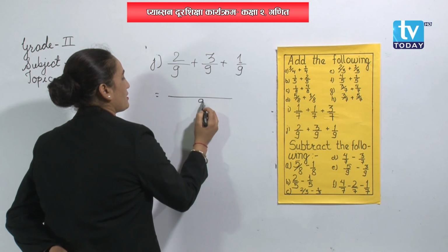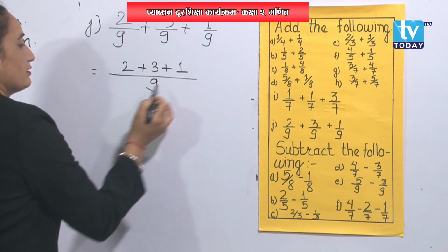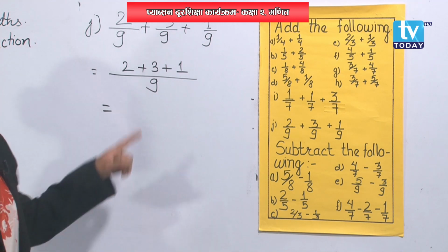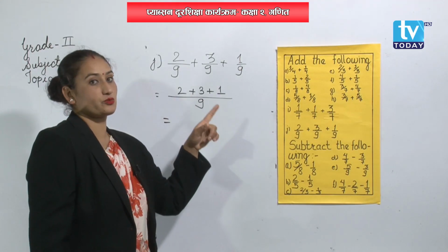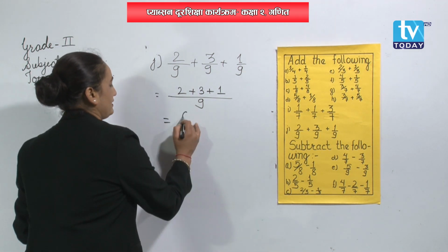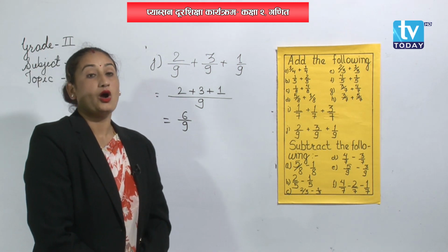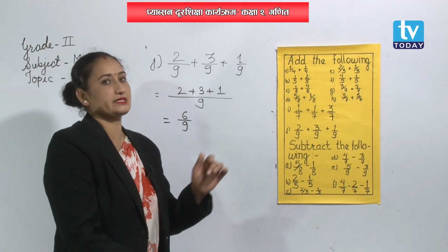Let's take a common 9. 2 plus 3 plus 1. What will be the addition of 2 plus 3 plus 1? It's 6. So 6/9. Can we write it? Okay, now the addition is over.